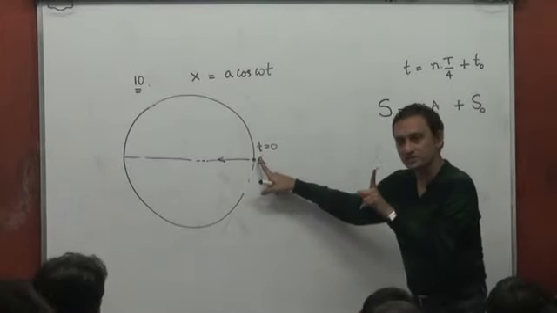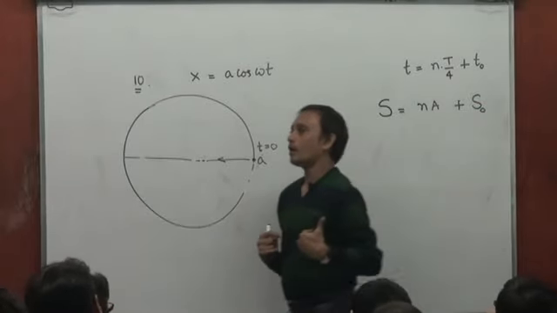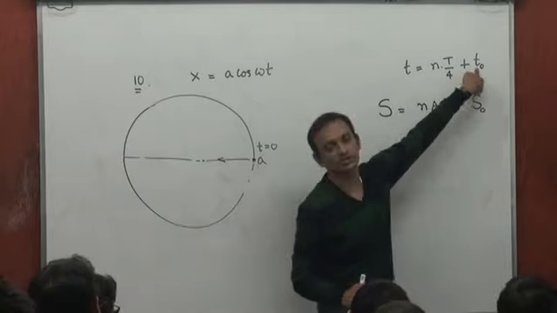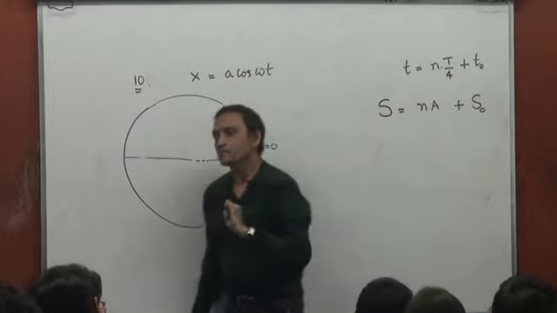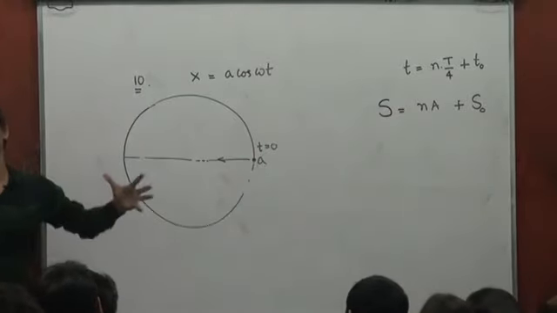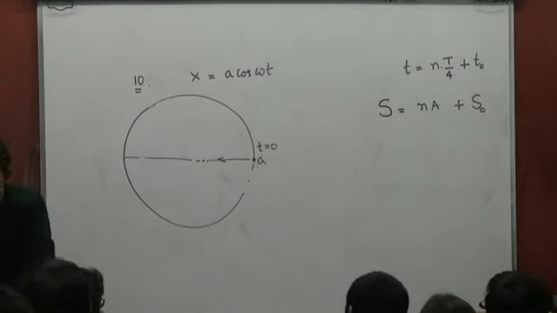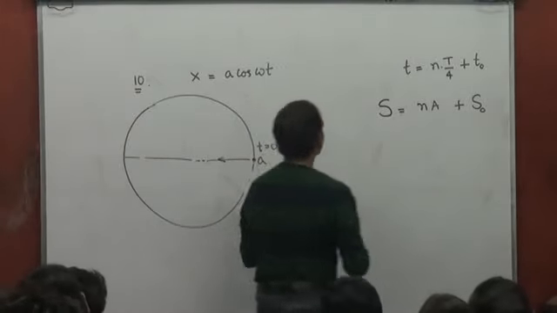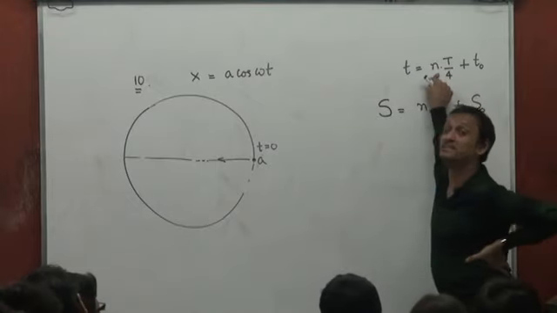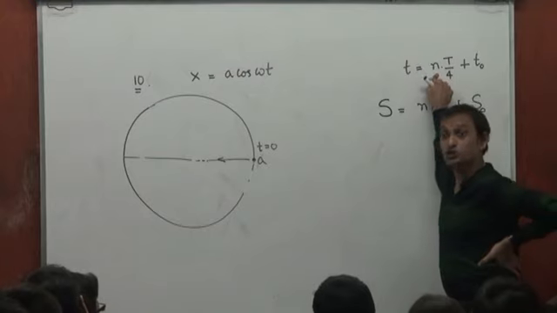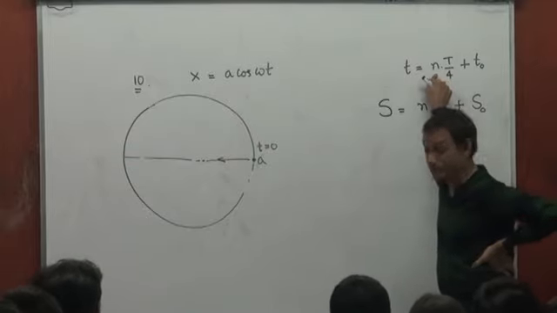The particle starts from here, heading leftwards. If t naught was 0, then there is no issue at all. Then it's going to be n times A, right? But if t naught is not 0, that means it's not a full quarter time period, then you will have a residual t naught out of this division. And the quotient of this division could have been even or odd, n times a quarter of a time period.